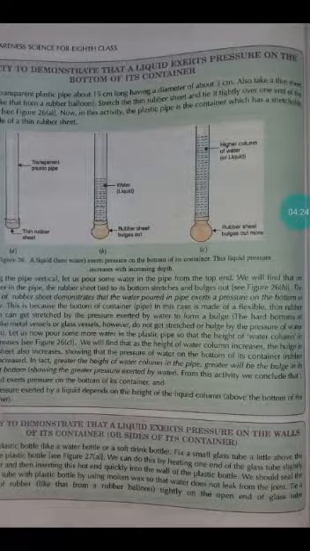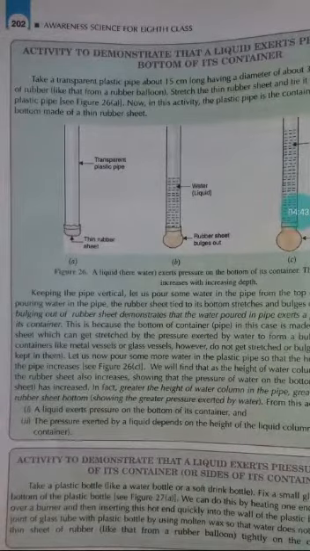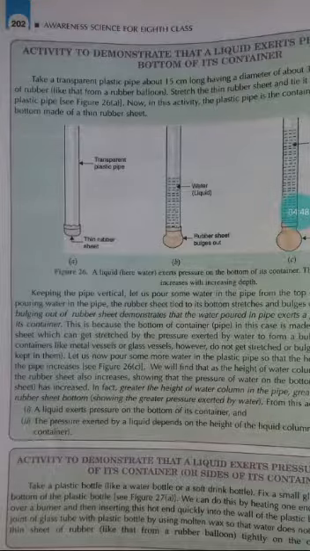If the water had been kept in a hard container made of steel or something like that, we could not have seen the bulge, right? Since it is made up of what? It is made up of a flexible substance, therefore we can see the bulge, and from there we can predict that water is exerting pressure at the bottom.